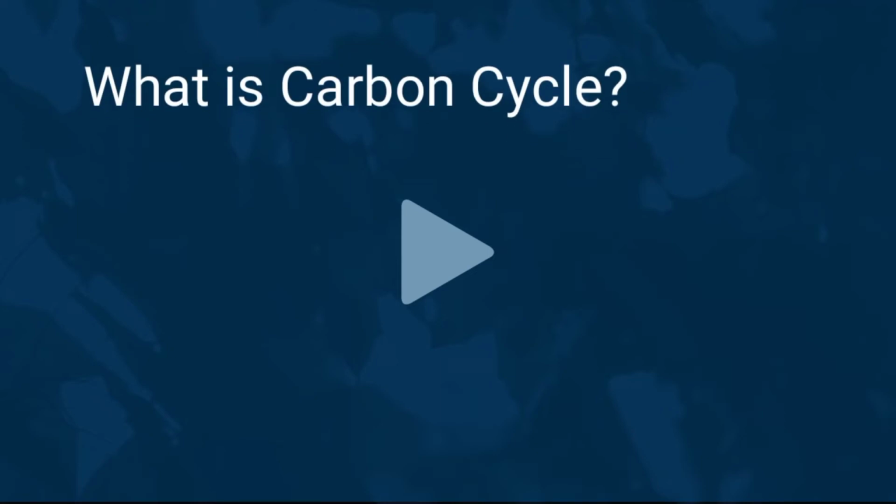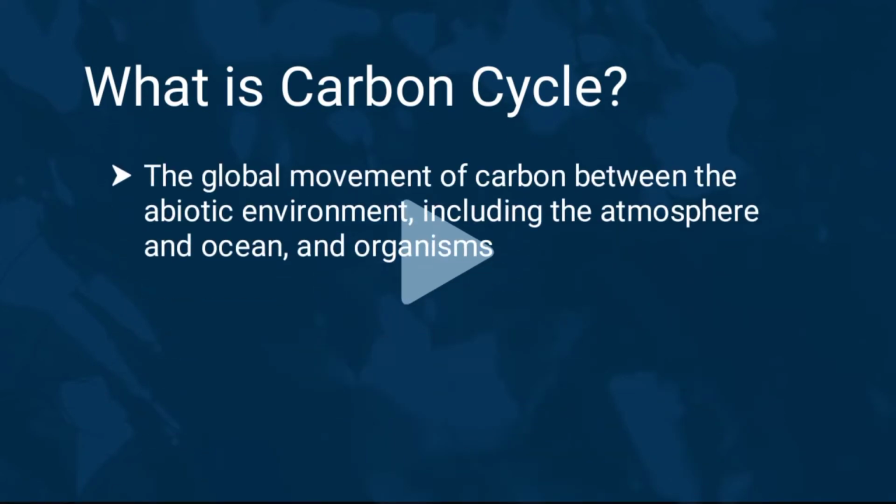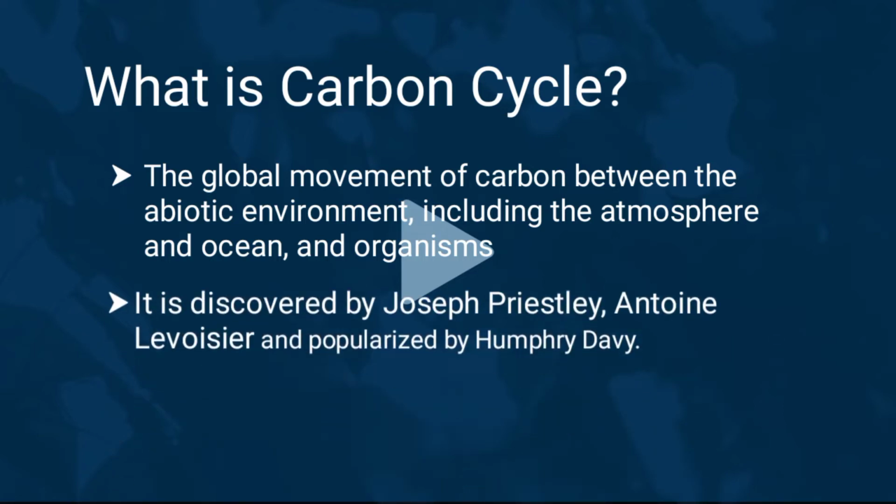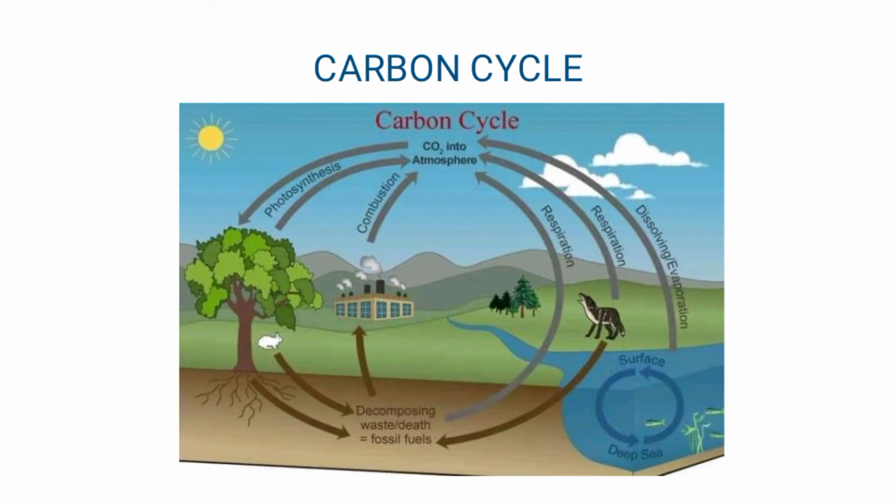So what is the carbon cycle? The carbon cycle is the global movement of carbon between the biotic and abiotic environment, including the atmosphere, ocean, and organisms. It was discovered by Joseph Priestley and Antoine Lavoisier, and popularized by Humphry Davy. Here is an example of the carbon cycle.